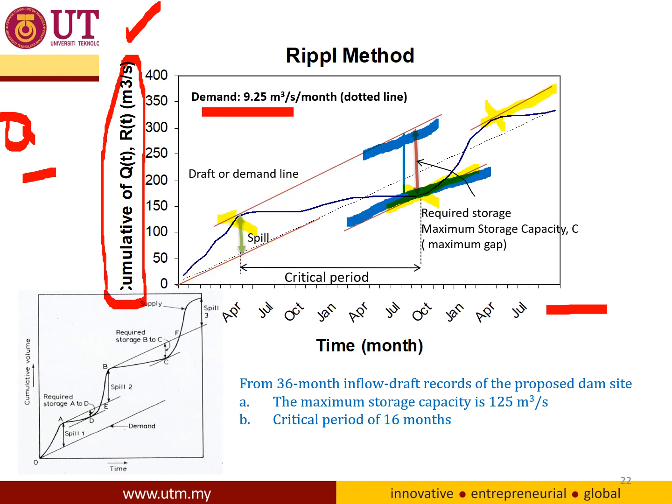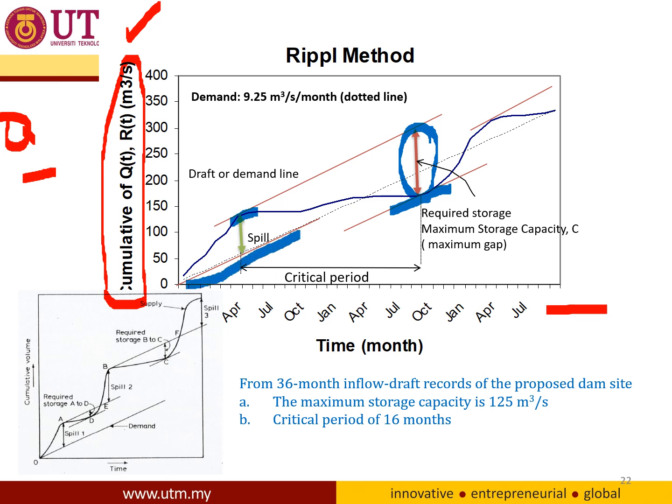Okay, let's clear this up. So this is the maximum difference between the highest peak and lowest peak here. So this is the required storage. Okay, so in summary, this is the demand line. So you move the demand line at each peak. Okay, this is the technique developed for identifying the maximum storage capacity.